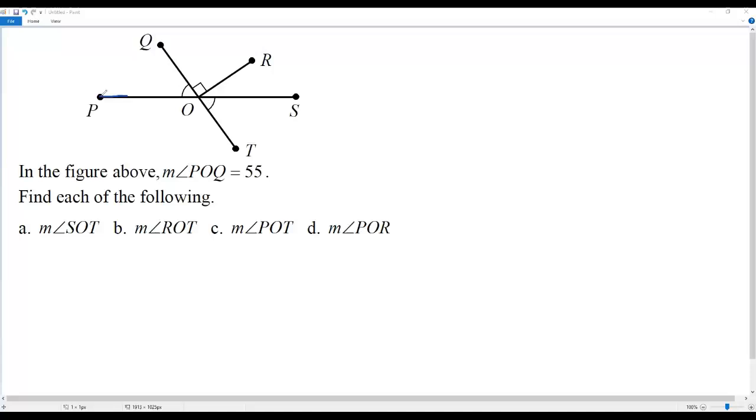So the measure of angle POQ is given, that is 55 degrees, and we have to find the measure of angle SOT, angle ROT, angle POT, and angle POR.